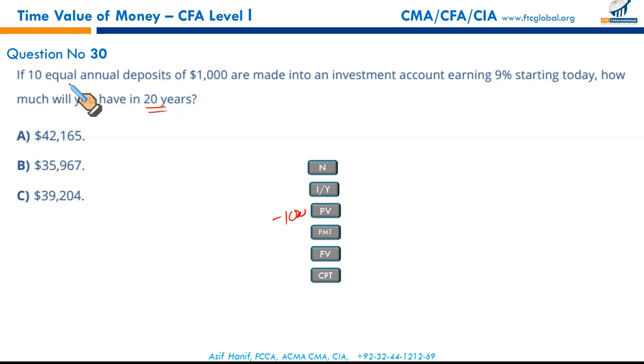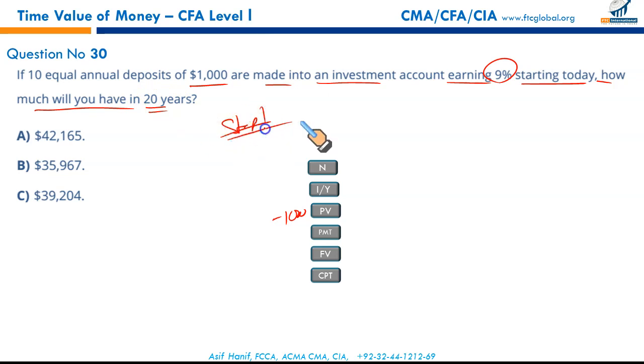If 10 annual deposits of $1,000 are made into an investment account earning 9% starting today, it's an annuity due. How much will it be worth after 20 years? So this is a two-step question. In the first step, we will calculate what will be the future value after 10 years, and that future value will then be converted into another future value after another 10 years. So let's do the first step.